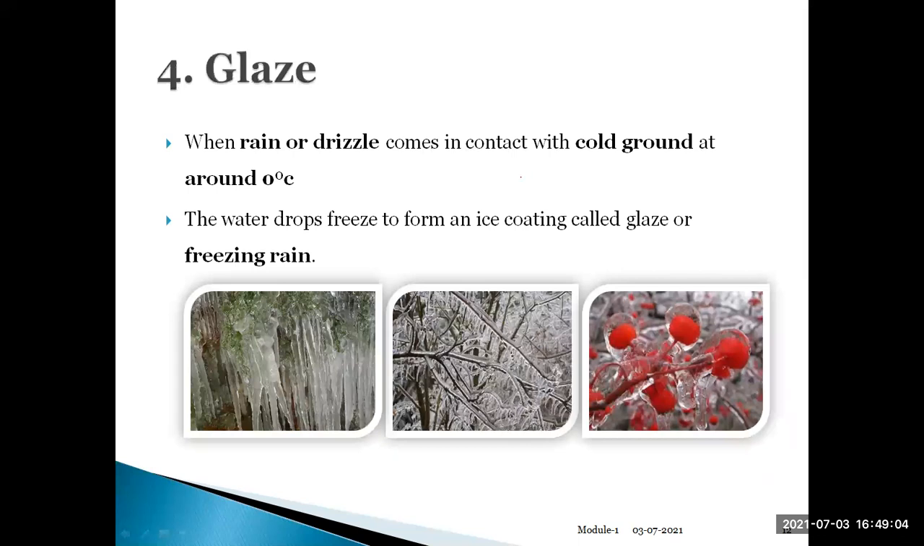The next one is glaze. You can see how the glaze looks, how beautiful it is. When rain or drizzle comes in contact with a cold ground, around 0 degrees Celsius, whatever rain or drizzle is there will freeze, and it will form an ice coating which is called glaze or freezing rain.